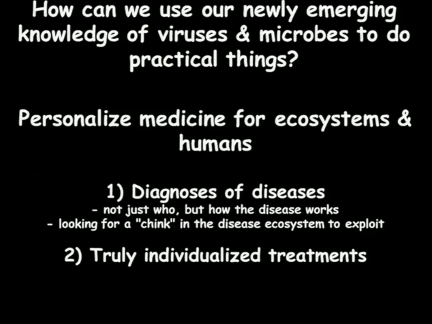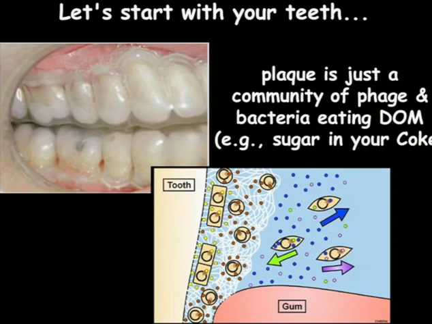And of course, we're starting to get really good at diagnosing new diseases using these sorts of approaches. And it's not just who's there, but how the disease is working. Okay? And what we're really hoping to find is a chink in the disease ecosystem that we can exploit to treat it. The other thing that we'll be moving to is really individualized treatment. So we'll take someone when they're sick and say, this is what we need to do with you. Okay? So here are some examples.